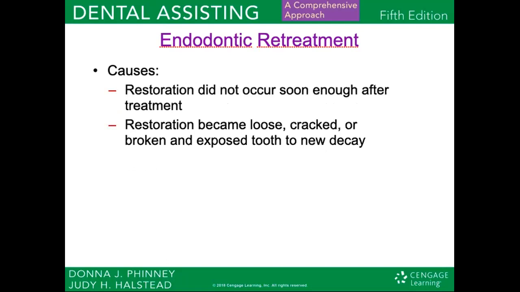So some of the causes for having an endodontic retreatment done is the restoration did not occur soon enough after the treatment. So the patient didn't get a crown soon enough after, and infection re-entered the tooth and caused a secondary infection. Or the restoration became loose, cracked, or broke and exposed the tooth to new decay and new infection.